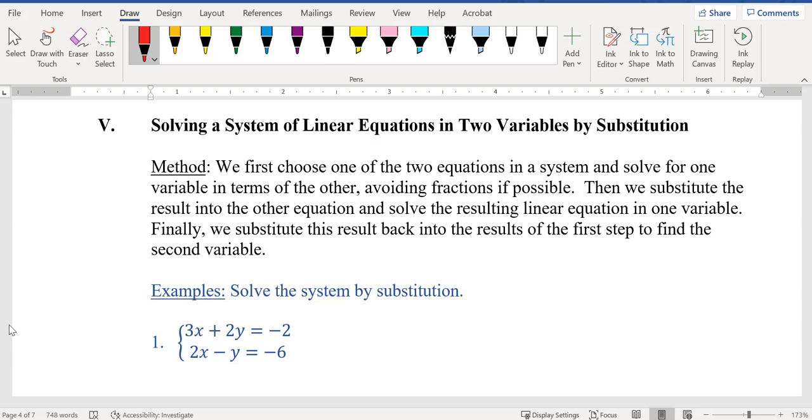Now let's go look at solving a system of linear equations in two variables by substitution. So the method to solve them by substitution, we first choose one of the two equations in the system and solve for one variable in terms of the other. The whole goal, hopefully, is to avoid fractions if possible. Then we substitute the result into the other equation and solve the resulting linear equation in one variable. Finally, we substitute that result back into the results of the first step to find the second variable.